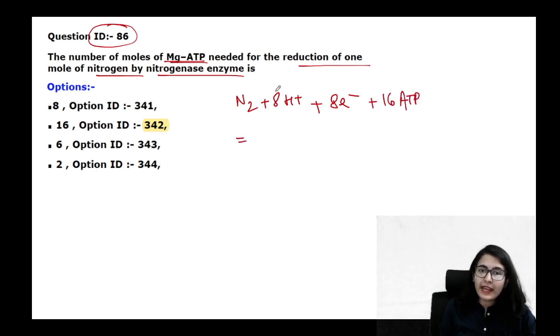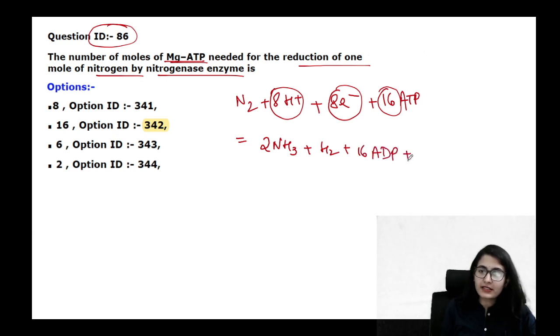Okay, so 8 moles of acid, 8 electrons and 16 ATP molecules are used up in the conversion of nitrogen to ammonia, and this is how it is: ADP plus 16 phosphate ions. So correct answer 16.